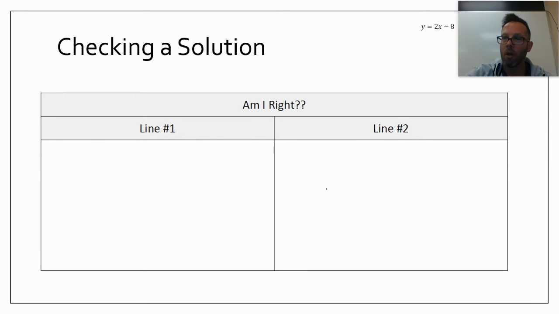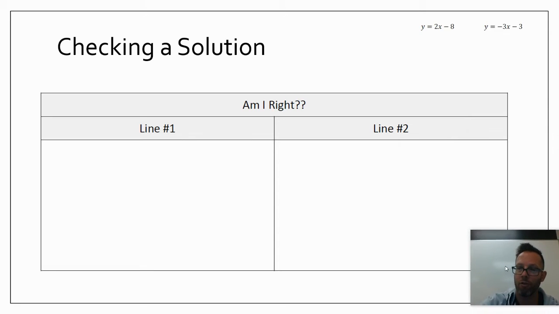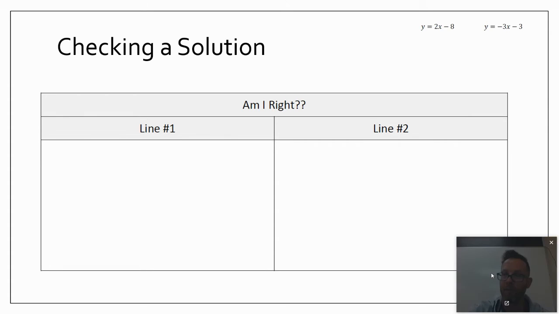Now, in our first review lesson, we reviewed how to check to see if a solution to an equation is correct. Now, how can we check to see, because as we're going to see later, it's not always practical to graph two lines. We're going to learn methods to solve when we can't graph.